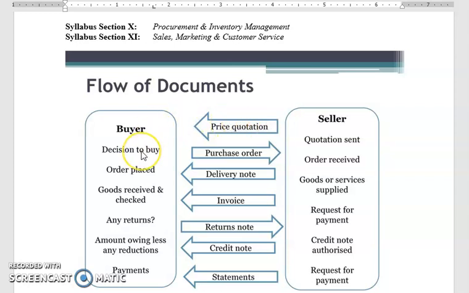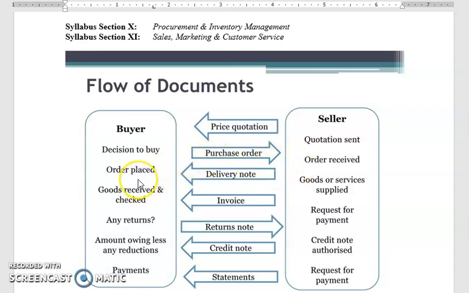The buyer then makes a decision to buy. When that decision is made, the buyer issues a purchase order. The order is received by the seller and the seller provides the goods or services to the buyer. The goods or services, when supplied, are accompanied by a delivery note. The delivery note is a copy of the invoice, one of the copies of the invoice.